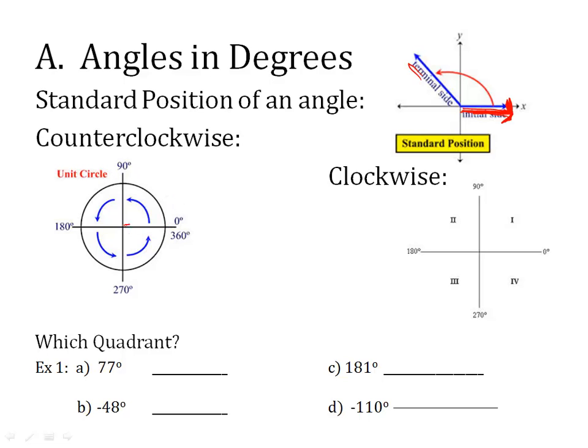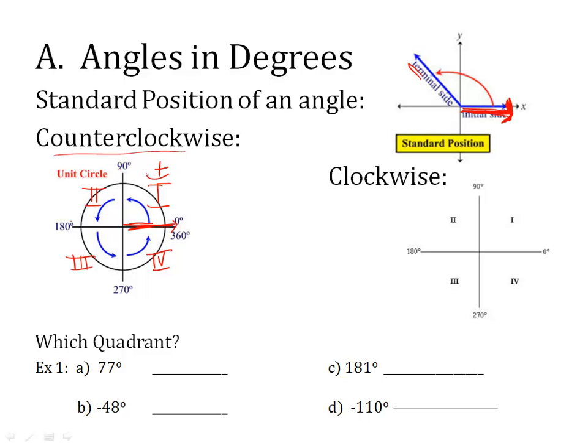So starting at 0, 0, if I have an initial side of my angle, any angle here is between 0 and 90 degrees. Then it goes from 90 to 180. That's quadrant 2. 180 to 270. Notice the direction here is quadrant 3. And then quadrant 4 goes from 270 to 360 degrees. Okay, so notice your quadrants. And I want you to notice that it goes counterclockwise. The rotation is counterclockwise. All right?